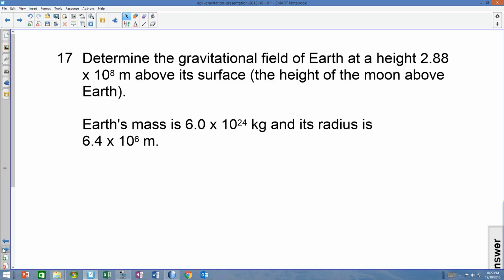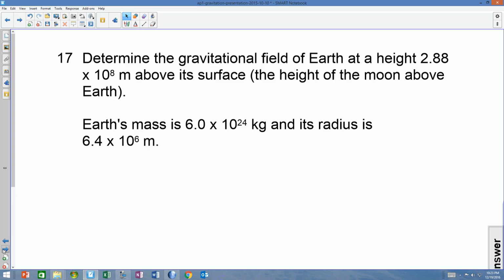Determine the gravitational field of the Earth at a height of 2.88 times 10 to the 8 meters above the surface. This is the height of the moon above the Earth. The Earth's mass, again, is 6 times 10 to the 24 kilograms, and its radius is 6.4 times 10 to the 6 meters. Go ahead and pause the video now.